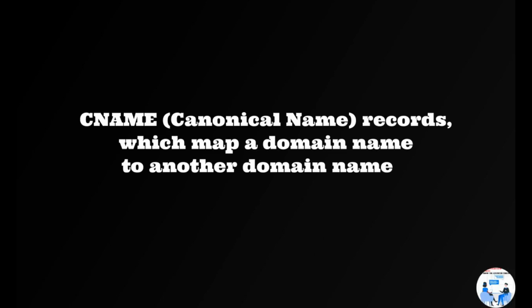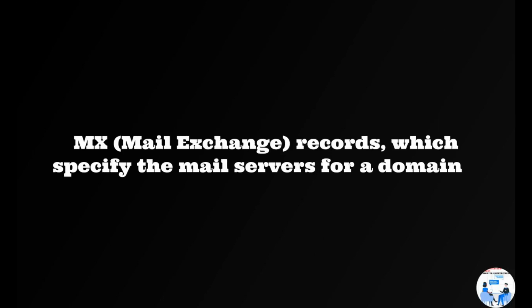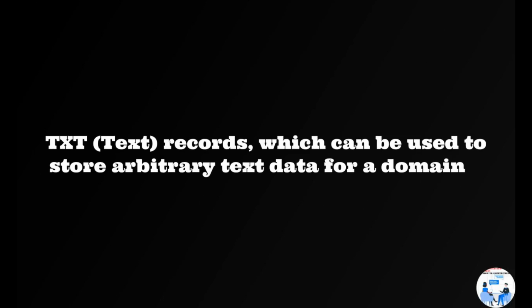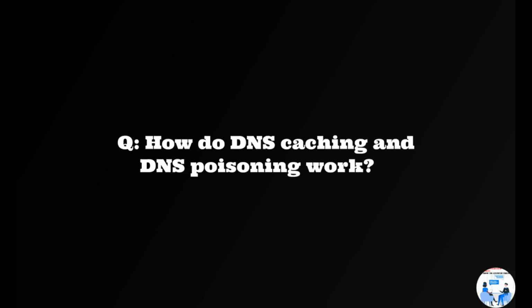CNAME, canonical name records, which map a domain name to another domain name; MX, mail exchange records, which specify the mail servers for a domain; NS, name server records, which specify the DNS servers responsible for a domain; TXT, text records, which can be used to store arbitrary text data for a domain.